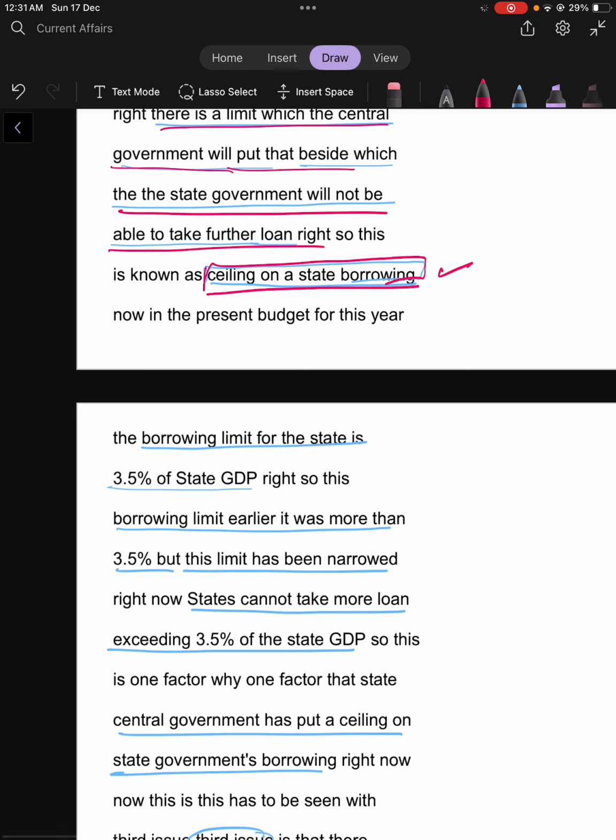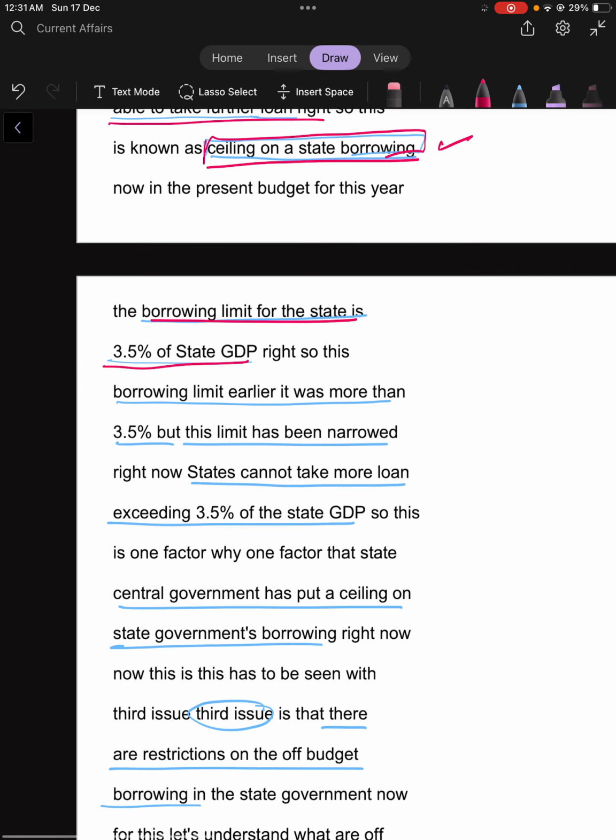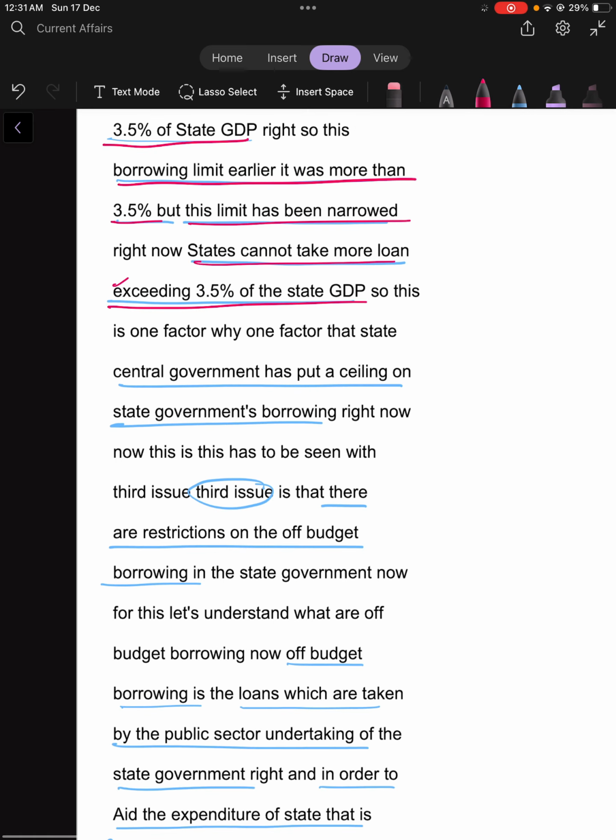The borrowing limit for the state is 3.5% of state GDP. Borrowing limits earlier were more than 3.5%, but this limit has been narrowed. A state cannot take loans exceeding 3.5% of the state GDP. The central government has put a ceiling on state government borrowing.